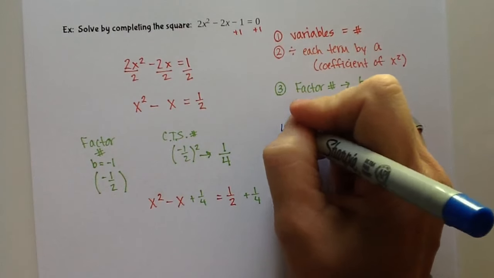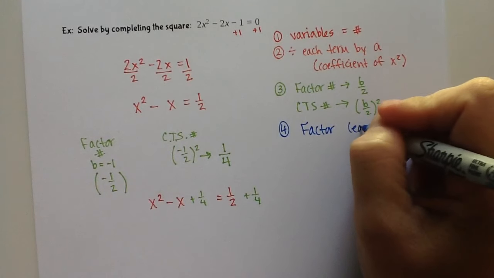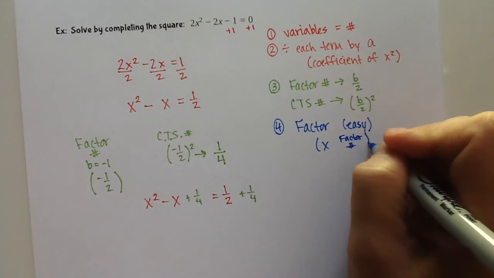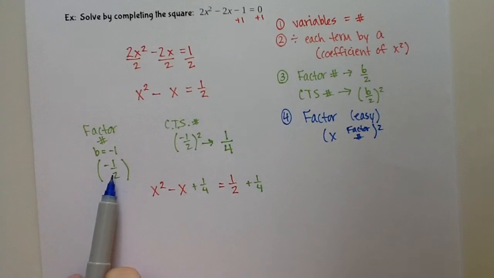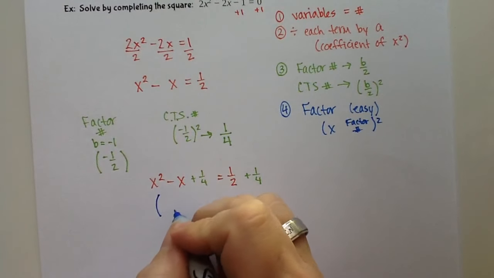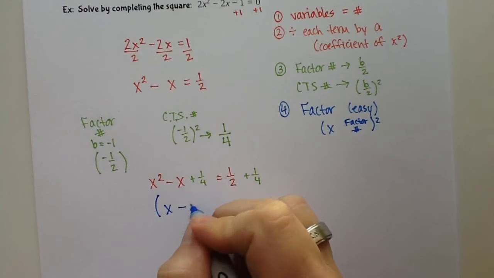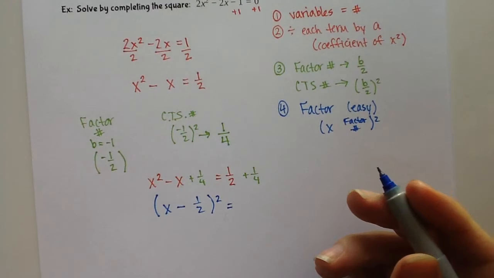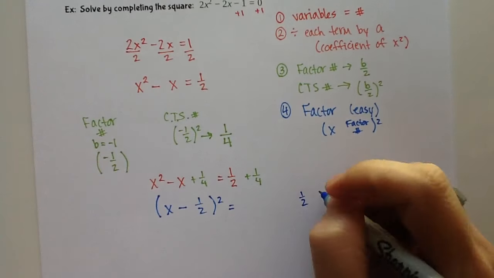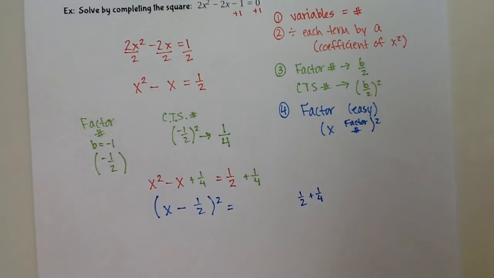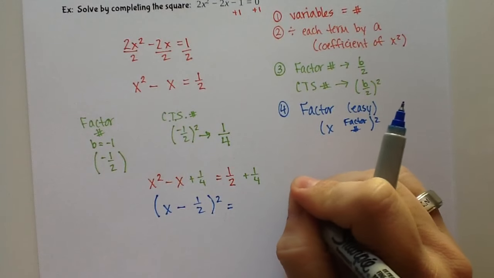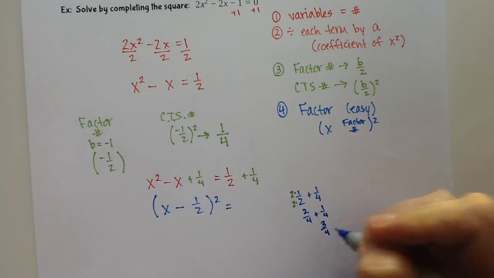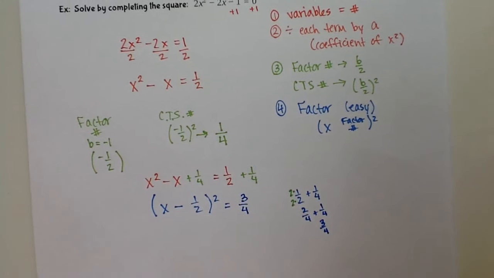My next step is to factor, and remember, that's the easy step. We do x and then the factor number squared. Okay, so my factoring number was -1/2. So when I factor, I'm just going to go x, drop that number in there, minus 1/2 squared, and it's going to equal, I'm going to go ahead and do 1/2 plus 3/4. So, excuse me, 1/2 plus 1/4. And to do that, I will need common denominator, so times 2 times 2. So I have 2/4 plus 1/4, which would be 3/4. So that's going to equal 3/4.